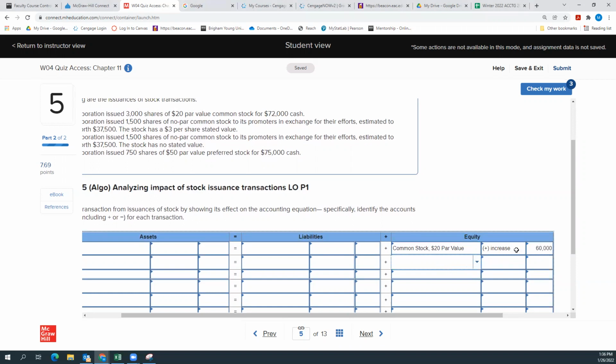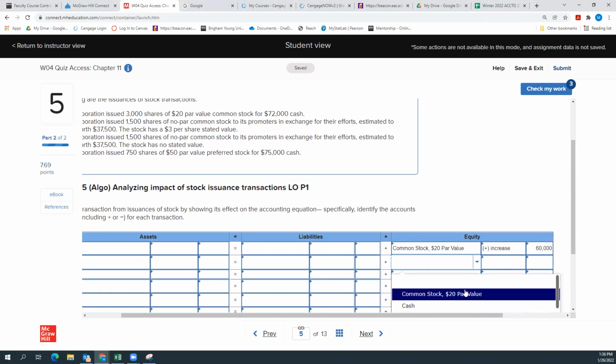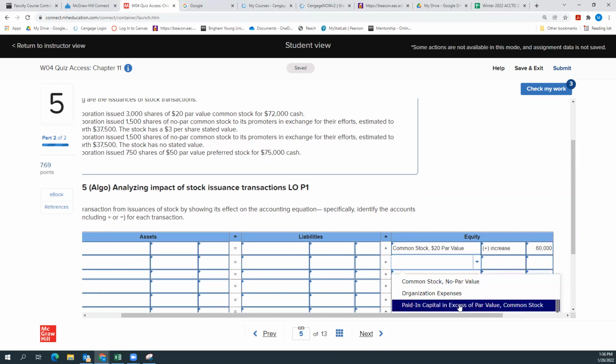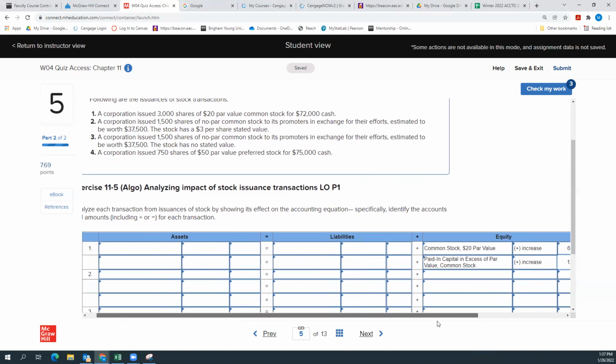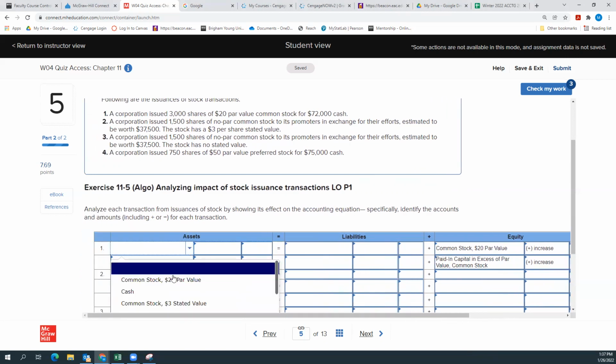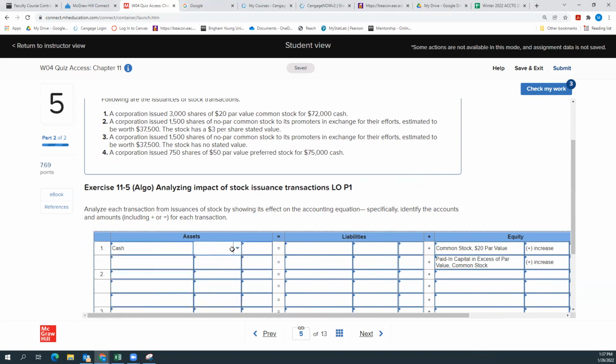So we can't just list the par value. It looks like we have also gotten some paid in capital in excess of par value on our common stock. That'll also be an increase to the equity. If the par value was 60,000 and we got 72,000, then the capital in excess of par value is 12,000. Now you see the reason why I waited to deal with assets: I wanted to add up the total of that. So we got 72,000 total in cash, and I'm just going to say this was an increase in cash of $72,000.